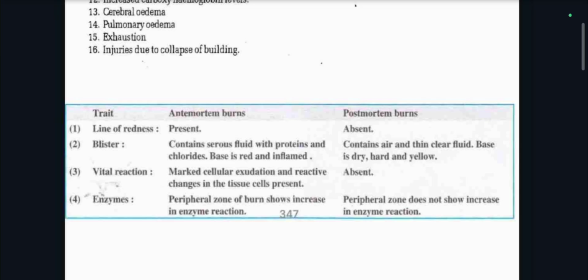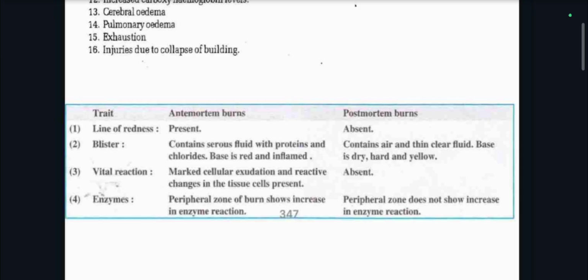Blister contains serous fluid with proteins and chlorides. Base is red and inflamed. But in postmortem burns, it contains air and thin clear fluid. Base is dry, hard, and yellow. So whenever the base is dry, hard, and yellow, you will know it is a postmortem burn and not antemortem, because if the person is living, then there has to be inflammation and redness. Okay, fine. So I think you people got this.